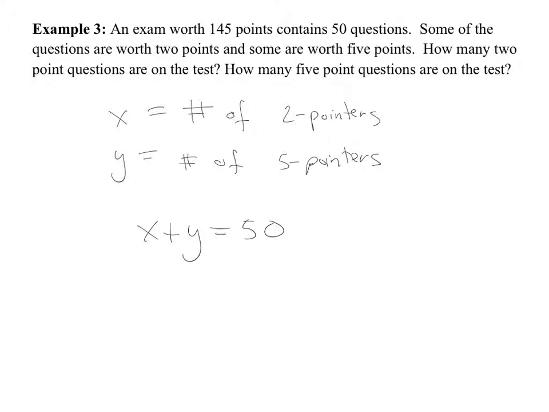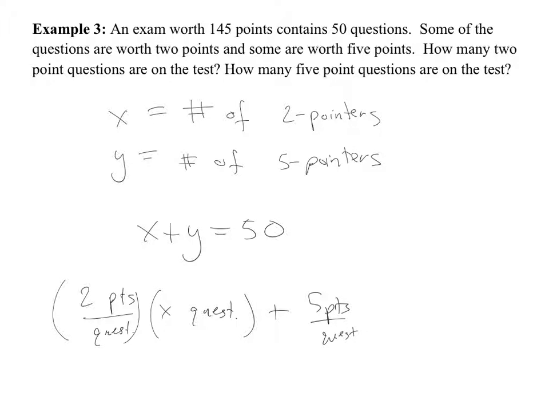The exam is worth 145 points. How do I allot points here? Well, it would be like 2x plus 5y equals 145. Good. 2 points per question times x questions. I'm doing this on purpose. I'm putting units so you can see the units make sense. And then 5 points per question times y questions. And that equals 145 points.